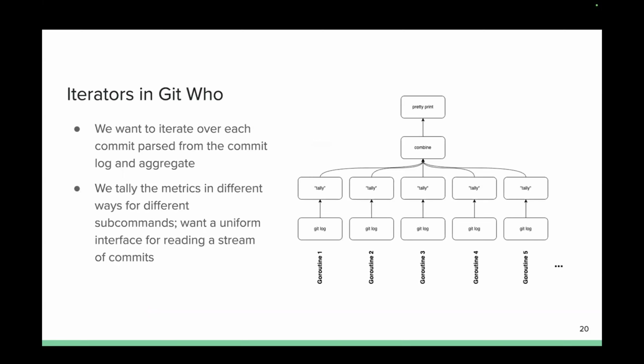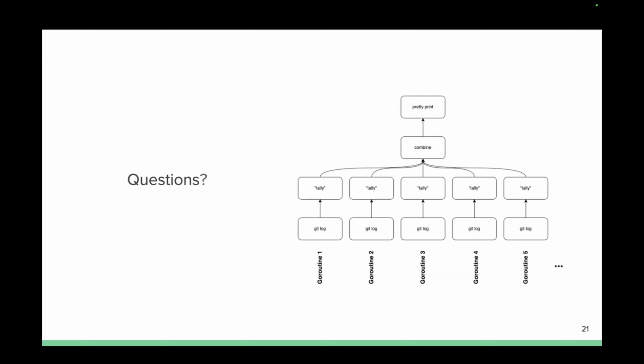The problem came in when I was using iterators. The reason I wanted to use iterators in GitHoo, why I reached for them after learning about them, is that fundamentally GitHoo is reading commits from Git log, which I'm running as a subprocess. And then all of these different subcommands are aggregating metrics derived from the commit log in different ways. So I wanted some uniform interface to the output of Git log that I could use across my program. And that's where the iterators came in. Any questions about that so far?